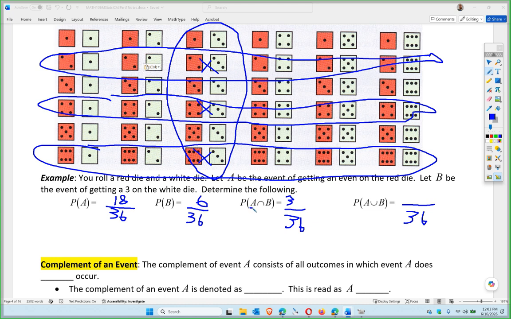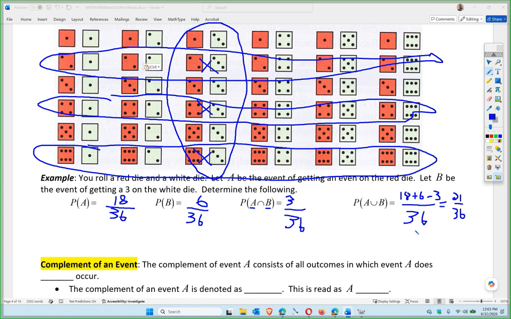Because they have to be A, which is even on the red die, and B, which is 3 on the white die, which is both, right? So if I want to do or, can't I just add 18 plus 6? No, you cannot do that, because if I do that, I'm counting these ones twice, aren't I? Because I'm counting them this way, and I'm counting them this way. I'm counting them twice. So you have to subtract out the overlap, right? So in fact, I get, so that'd be what, 21 out of 36?